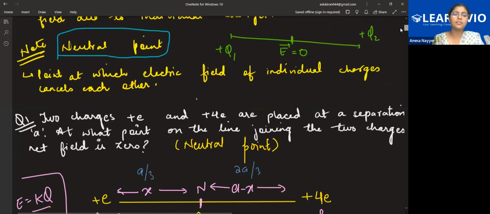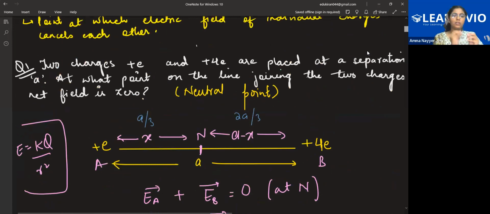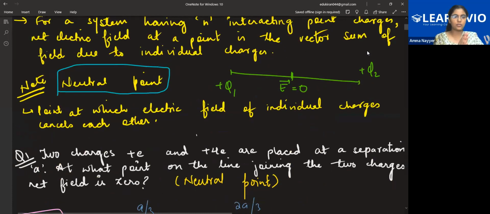So questions practicing we didn't do. We have seen a question where we have to find out the neutral point. That's our task, to find out the neutral point. Right. So how do we find out the neutral point and what is the meaning? It is the point for which your electric field will be 0, or your electrostatic force will be 0.